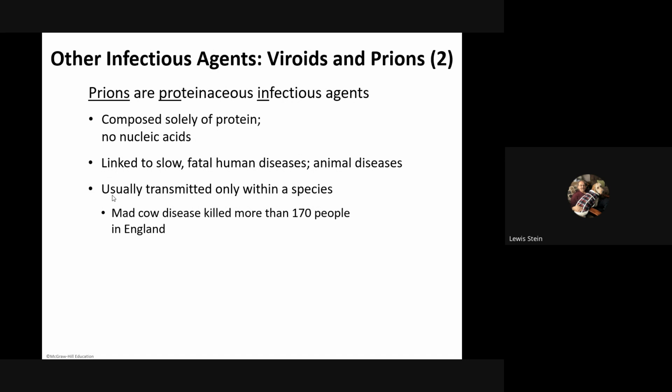The basic theory is this is acquired by ingestion. It's not ingesting the meat, okay? It's ingesting things that were incorporated in the meat or ground up into it. And because it affects the nervous system, that is like brain or spinal cord elements.